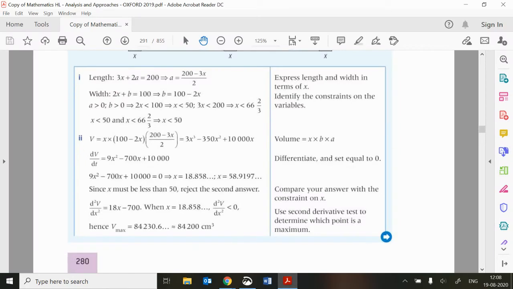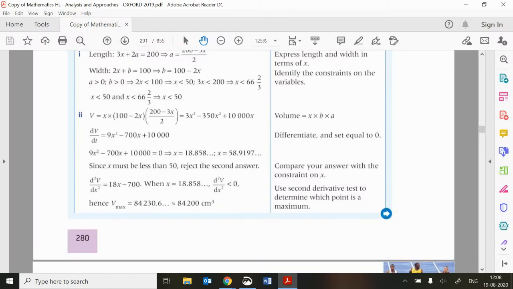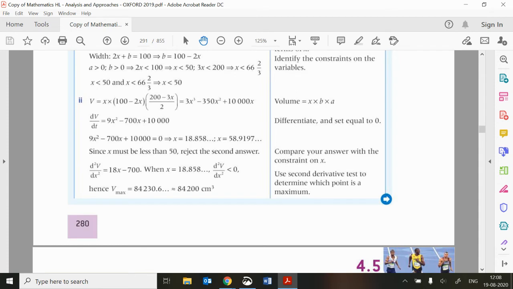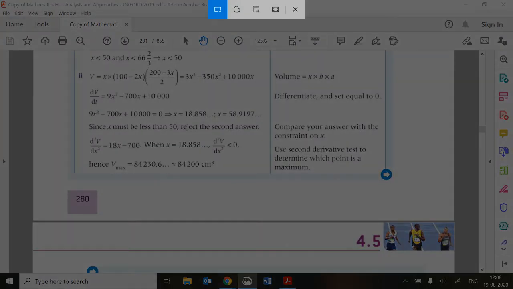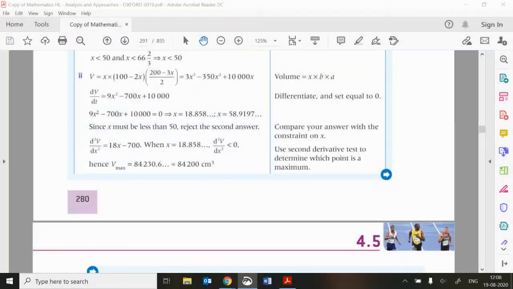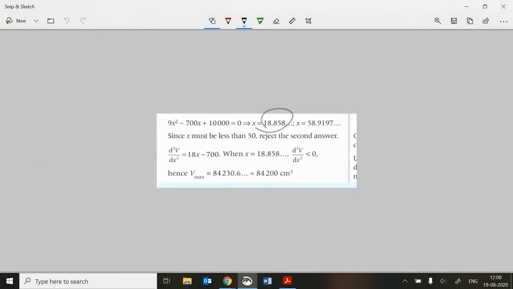Now, let's see what they're doing. Saying set it equal to 0. So there you go. You can see, in fact, you need to use the quadratic formula really there. And so they're coming up with two solutions. And again, I'm going to steal a bit of this just to show you that setting that equal to 0 gives you these two solutions. So since x is less than 50, reject the second answer.